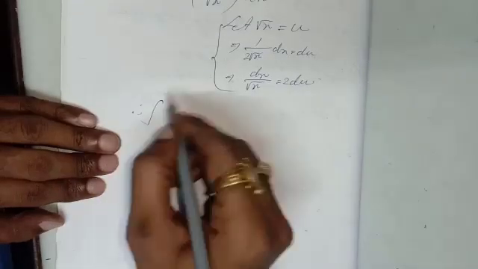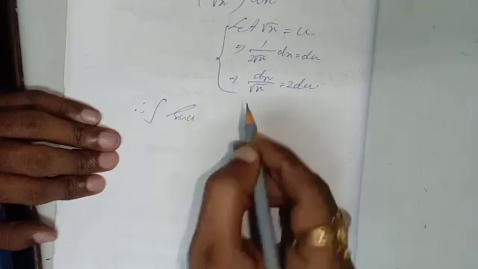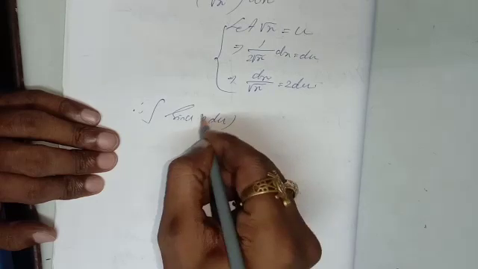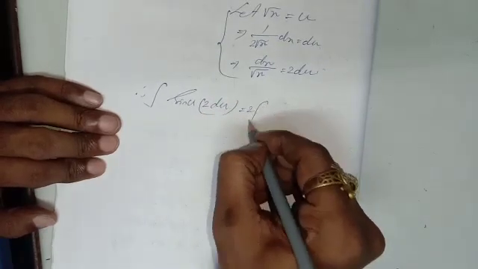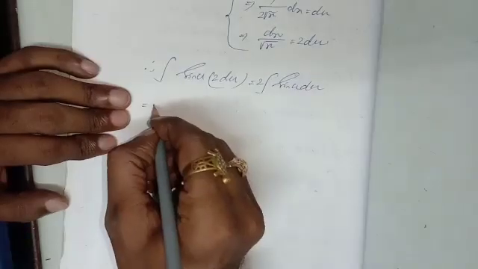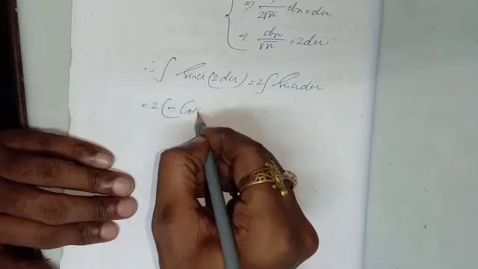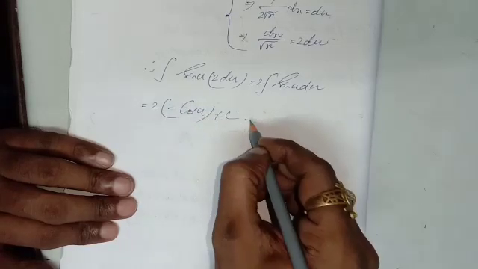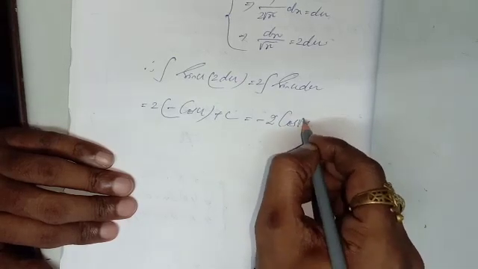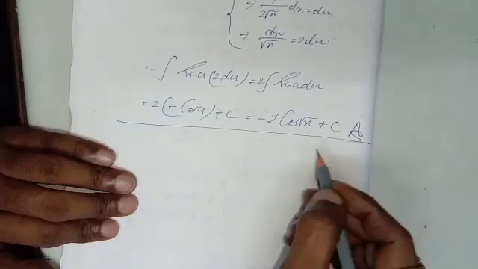Therefore, it is converted: sine root x means sine u, dx by root x as 2 du. 2 taken outside, integration sine u du. Now, what is the integration of sine u? That is minus cos u plus c. Finally, we are getting minus 2 cos u. U means what? Root x, and plus c. This is the answer of number 2 first part.